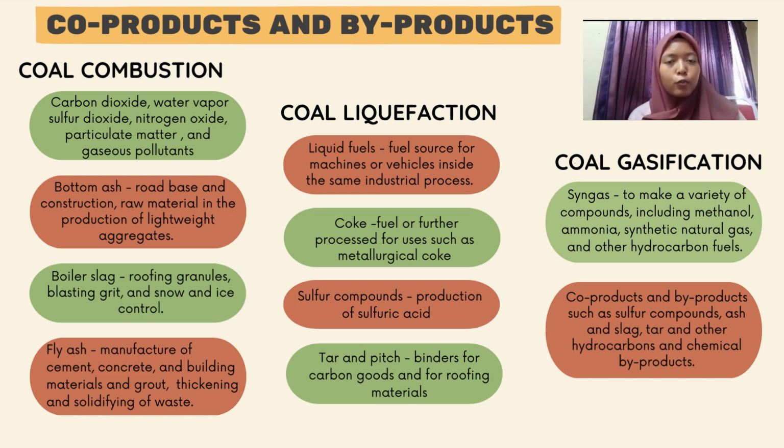Some of the products of coal combustion include carbon dioxide, water vapor, particulate matter, gaseous pollutants, sulfur dioxide, nitrogen oxide, bottom ash, fly ash, and boiler slag. Bottom ash is used in road base and construction and as a raw material in the production of lightweight aggregates, while boiler slag is used in roofing granules and blasting grade, and fly ash is used in the manufacture of cement, concrete, and building materials.